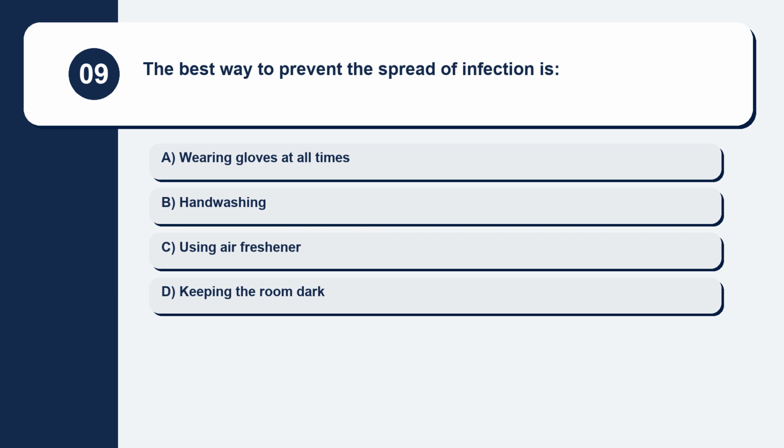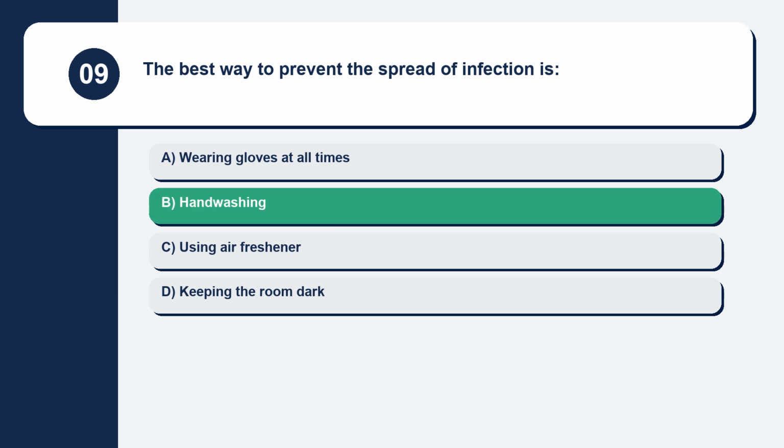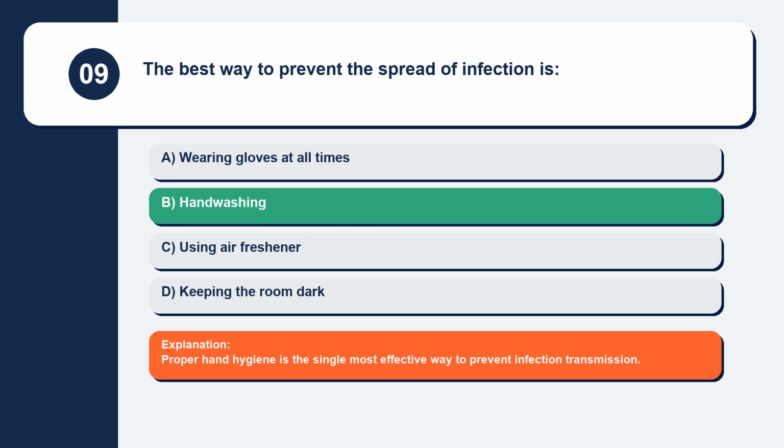Question 9. The best way to prevent the spread of infection is wearing gloves at all times, hand washing, using air freshener, keeping the room dark. Proper hand hygiene is the single most effective way to prevent infection transmission.